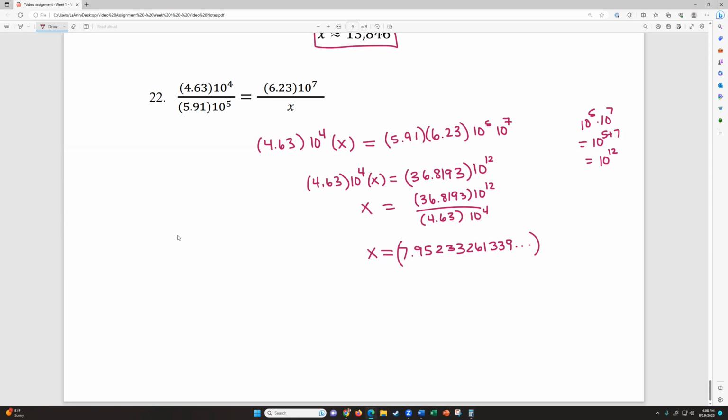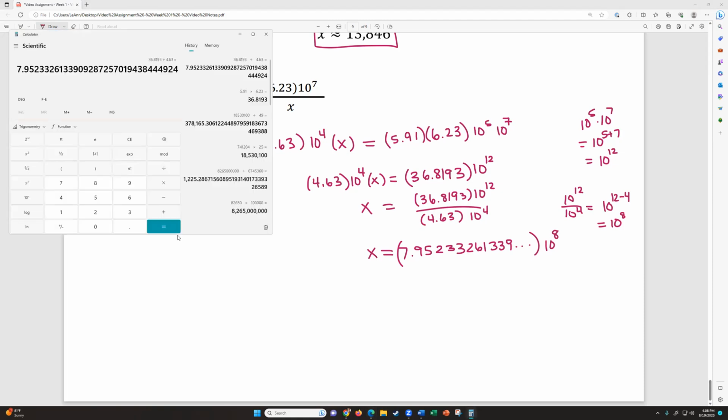So 10 to the 12th over 10 to the 4th equals 10 to the 12 minus 4, which is 10 to the 8th. So that's why I said you have to be really careful about these. And my calculator actually holds more digits than a lot of the handheld ones.